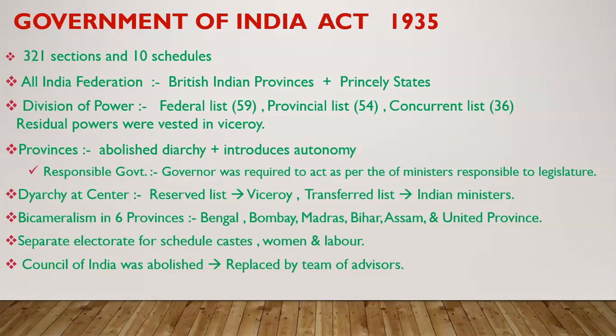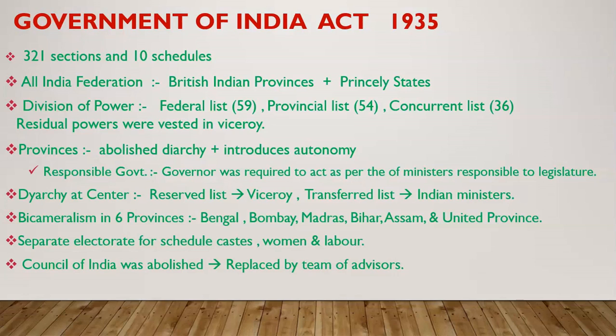For example, agriculture is of local importance. There are different situations in different parts of India. So agriculture is a matter of the provincial list. And defense is a matter of the entire country. Defense is a matter of the interest of the entire country. So defense was a subject of the federal list.